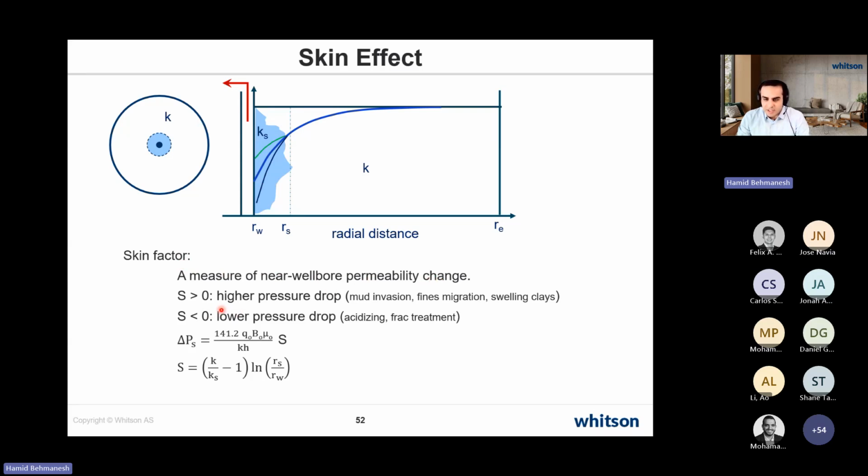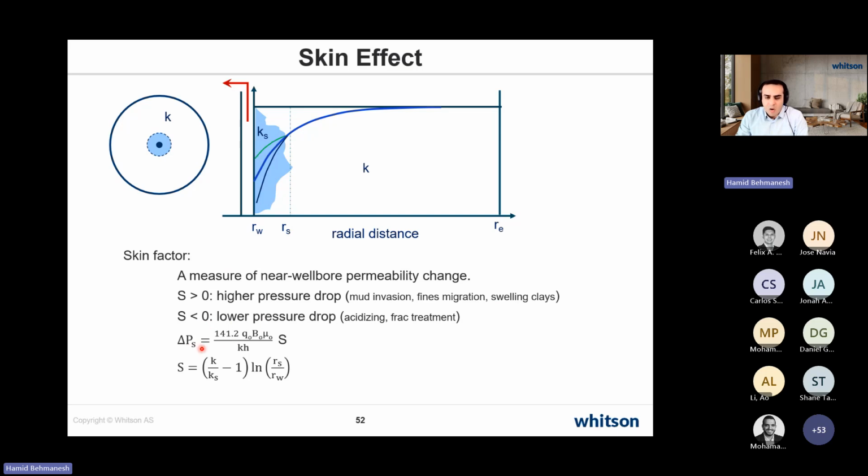If a skin is positive, it means a higher pressure drop. The pressure drop is more than what we are expecting. This is simply because of mud invasion, or fine migration, or swelling of the clays. If a skin is negative, then we are going to be dealing with lower pressure drop. This is what we are favoring. This is why we do acidizing, or we do a small fracture.